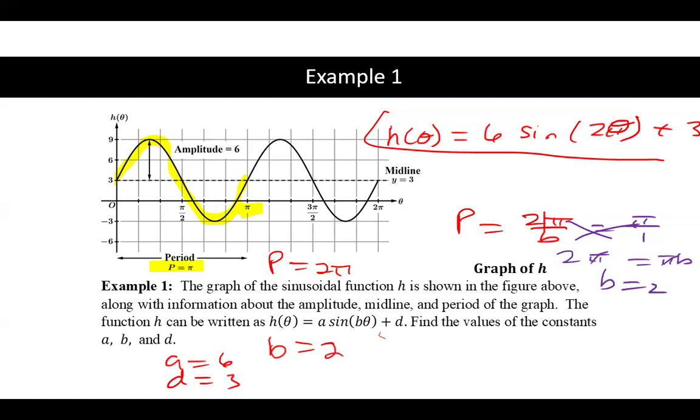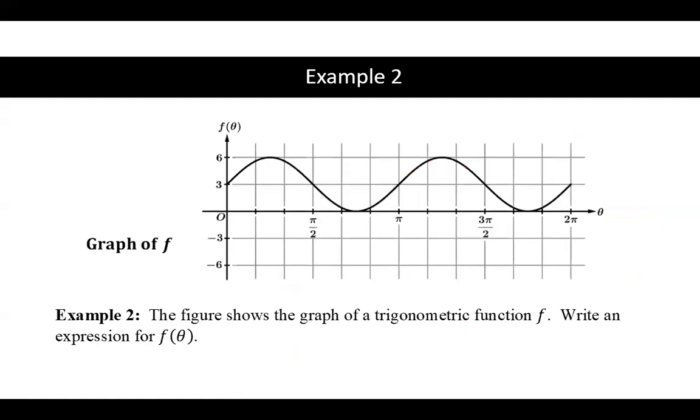Okay, so on the next function, you're going to identify the amplitude. What does the amplitude represent? What does our amplitude represent? Our vertical stretch, right? Our A. Then you're going to find your midline. What does our midline represent? Vertical translation. And then you're going to find your B, which is tied to your period. Okay? Are you ready to try?